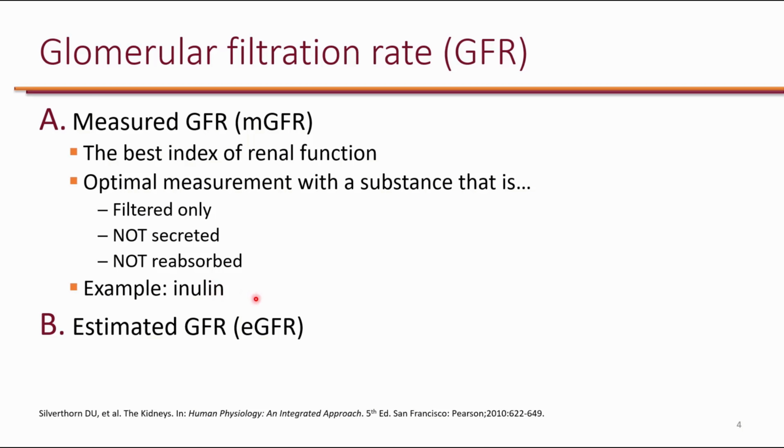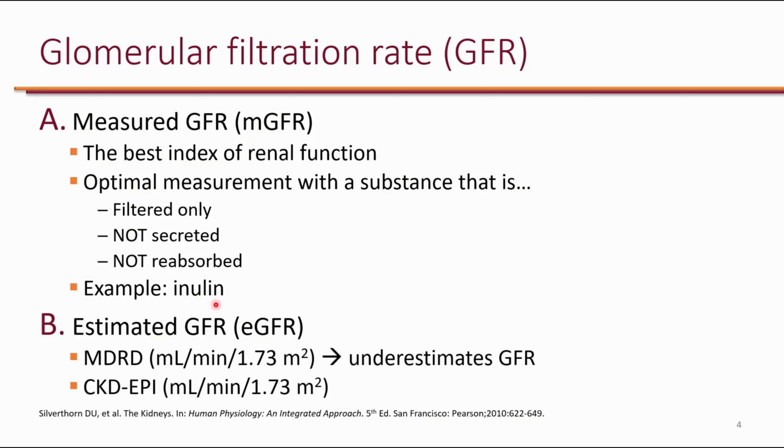Inulin is a substance that's clinically available and is used primarily by nephrologists, but it's not routinely used in clinical practice because it's expensive and it's not readily available outside of nephrology. Therefore, oftentimes we have to estimate GFR, and there are equations that we can use, including MDRD and CKD-EPI. These equations are validated in patients with CKD specifically, and MDRD tends to underestimate GFR in general, so CKD-EPI happens to be a more accurate equation compared to MDRD.